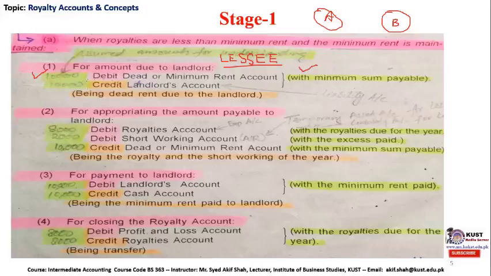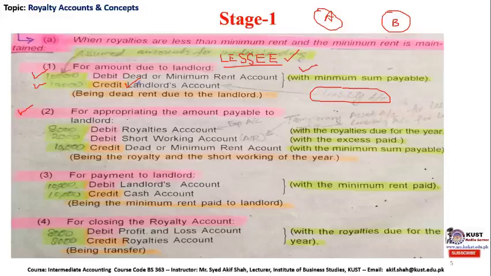The double entry accounting system requires us to make a credit entry as well. So the credit entry will be for the landlord account, and here the landlord account is basically a liability account of the lessee. When there is an increase in liabilities, that is recorded as a credit. So we have credited rupees 10,000. This is the first entry, to record the amount due to the landlord in the royalty accounts. Then we write a short narration, that is, being dead rent due to the landlord. The second entry is for appropriating the amounts payable to the landlord.